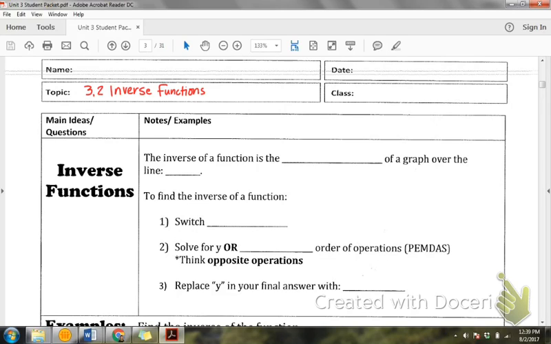All right, the inverse of a function. This is going to be a new concept to you today. You haven't learned this before in Algebra 1. Okay, so this is a new concept today. The inverse of a function is the reflection of a graph over the line y equals x.